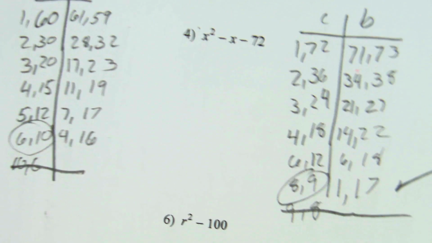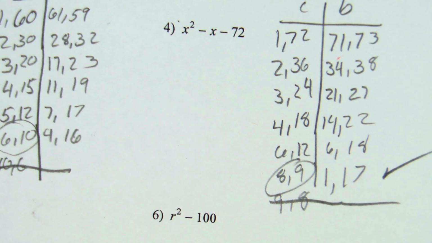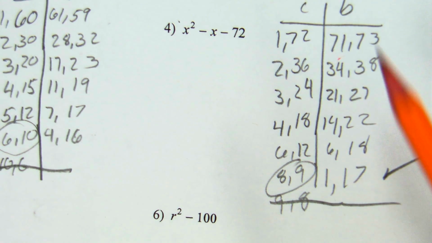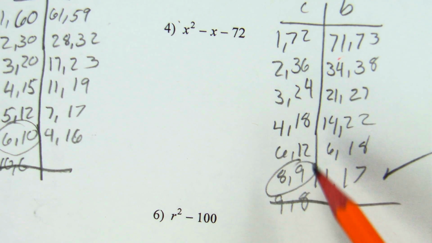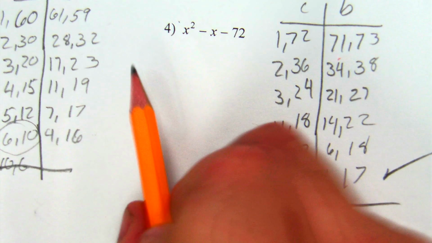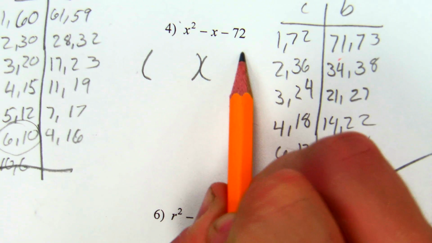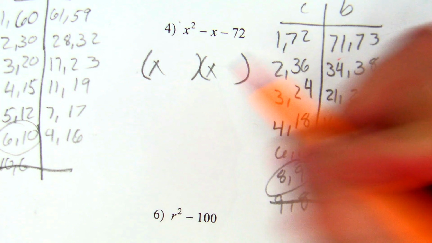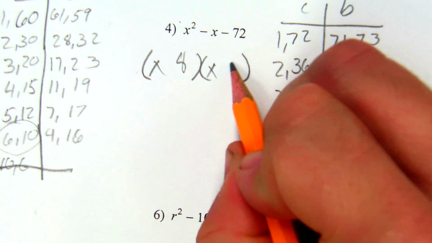My goal is that hopefully, once you get the hang of this, you might be able to do this in your head, and that's fine. Like I said, though, you got to be careful because there's ones out there where you could have two potential ones that are going to work. So two sets of parentheses, x in each one. I'm going to put an 8 here and a 9 there.